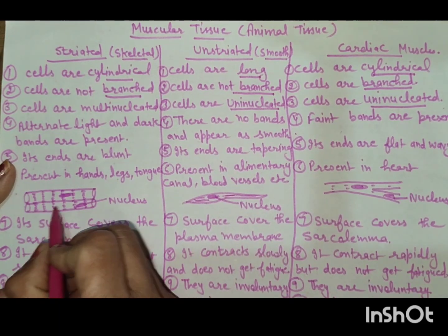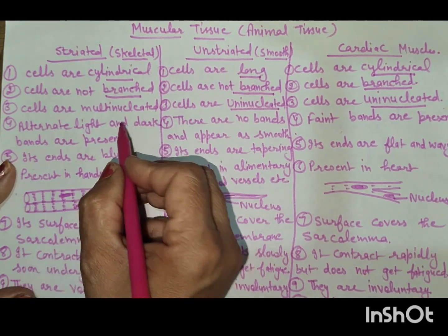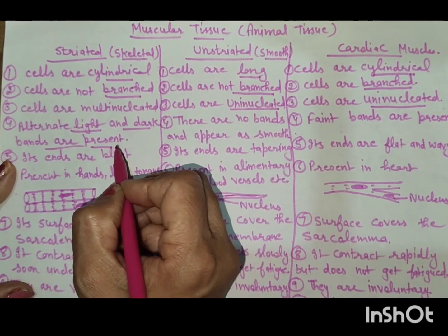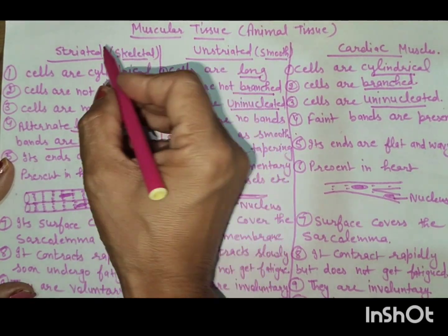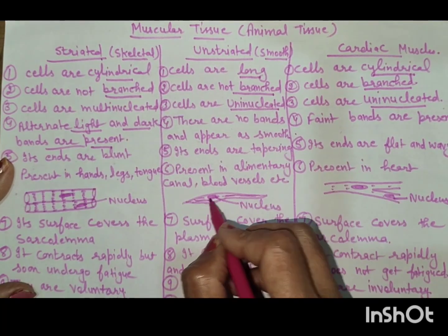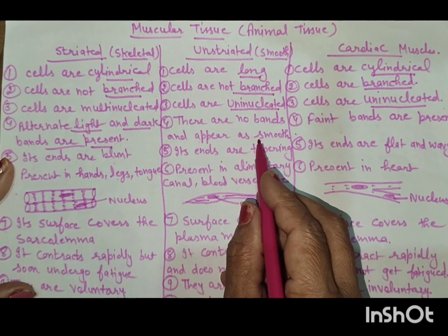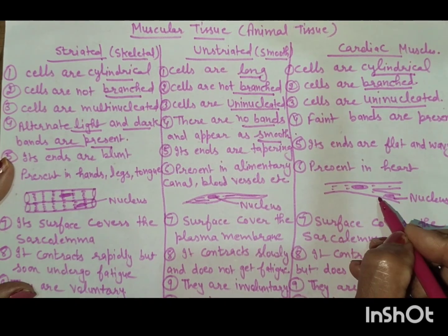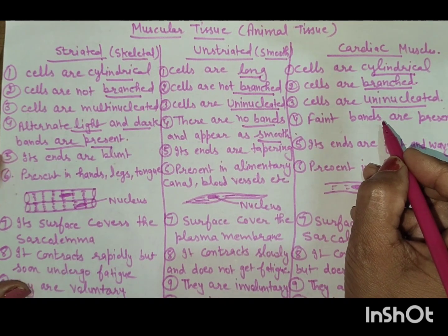Here alternate light and dark bands are present. That's why these are called striated muscles. No bands appear on the smooth muscle, and faint bands are present in the cardiac muscles.